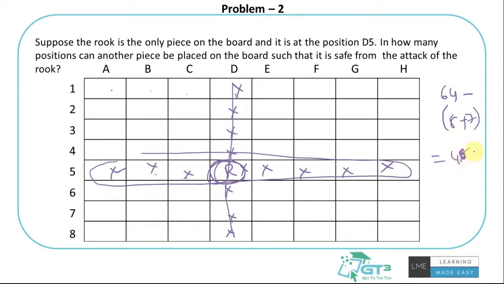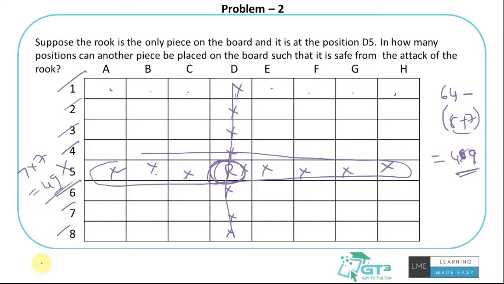Sorry, 49. 8 plus 7 is 15, right? So it is 64 minus 15 is 49. So the answer is I can put in 49 pieces, right? It is like I can put 1, 2, 3, 4, 5, 6, 7 in this row, 7 slots, 7 slots, 7 slots, 7 slots. I cannot put anywhere here, 7, 7, 7. So like that I have 7 rows, so 7 sevens are 49. That is also a way to look at it, but anyways, that's how.